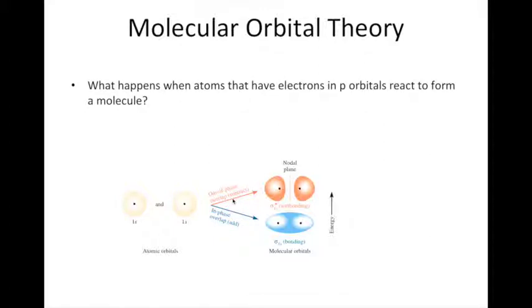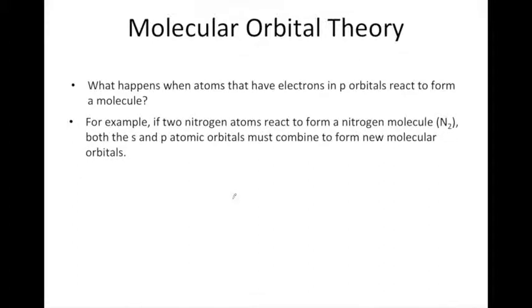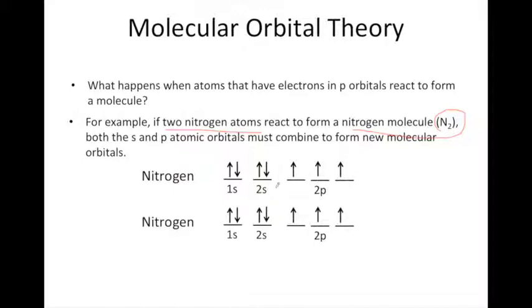Well, what happens to atoms when they have electrons in their p orbitals and they react to form a molecule? So, for example, what if we had two nitrogen atoms and they reacted together to form a nitrogen, or N2, molecule? As we know, nitrogen has electrons in the 1s, the 2s, and the 2p. If we just focus on the valence electrons, nitrogen has electrons in the s and the p orbitals. What will happen when these two nitrogen atoms react to form a nitrogen molecule? How would the atomic orbitals combine to form molecular orbitals?